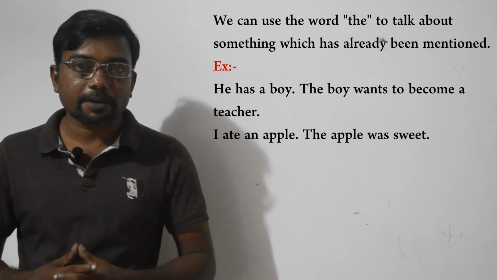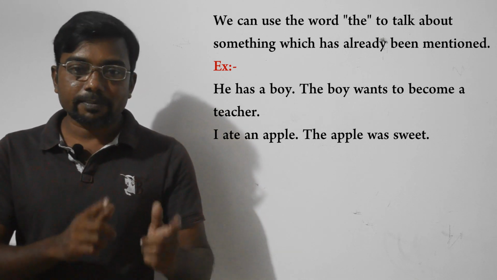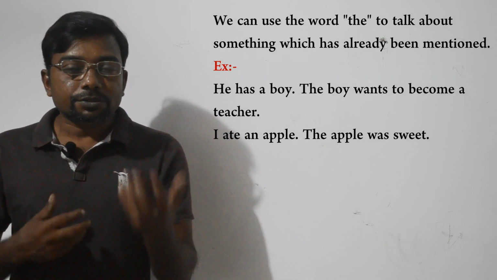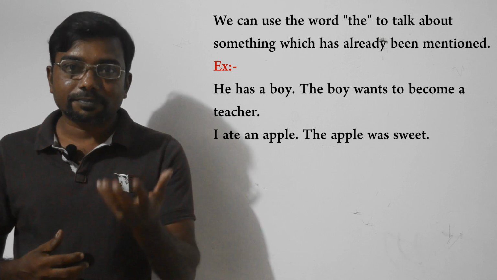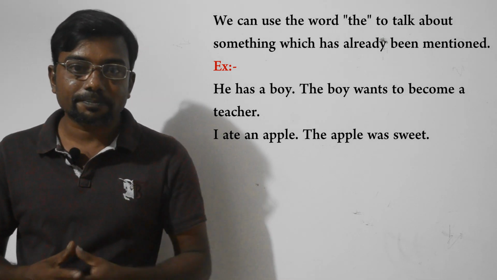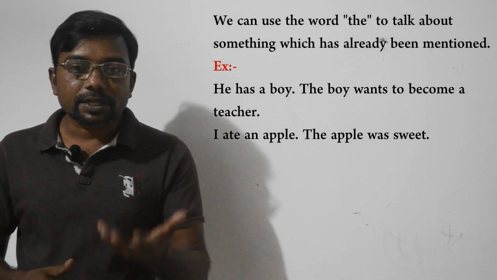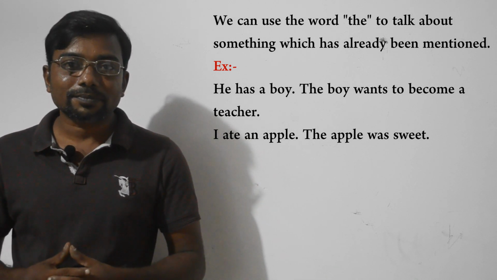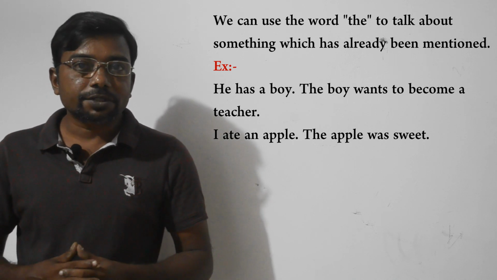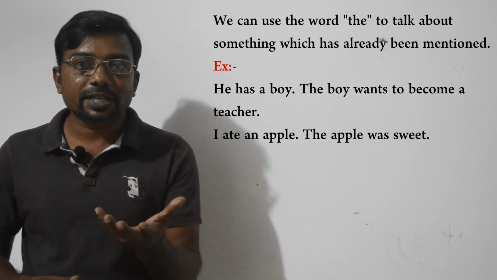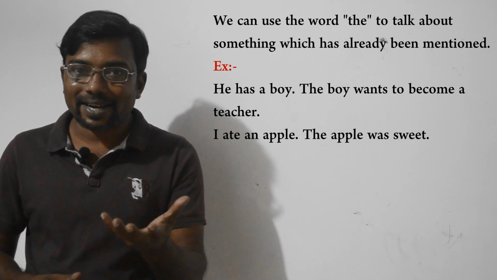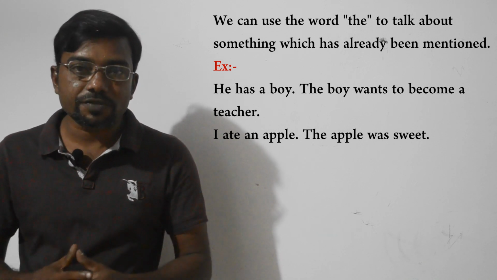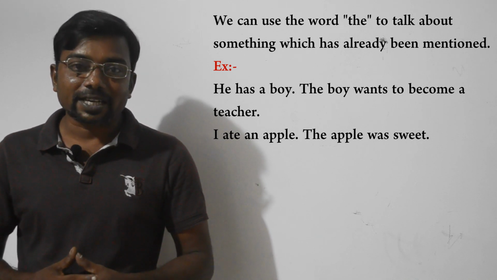Look at the first example: he has a boy. The boy wants to become a teacher. Here we use a to refer to the boy the first time in the first sentence, but the second time we use the to refer to the same boy. Remember again, when you mention something for the first time we use indefinite articles a or an, but when you mention the same thing a second time or next, we use the definite article the.